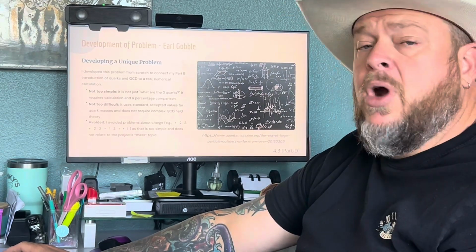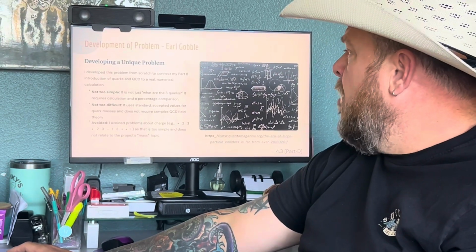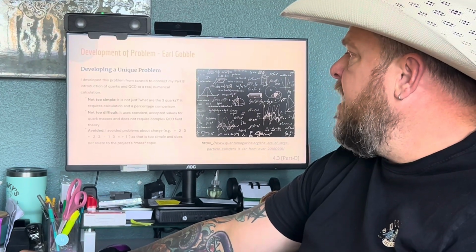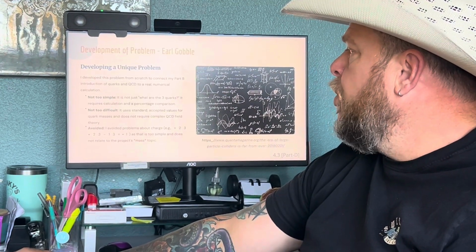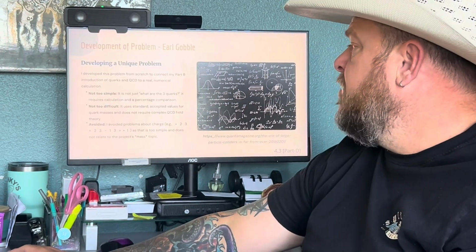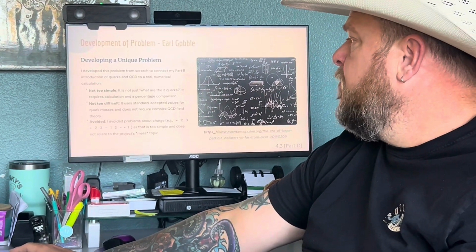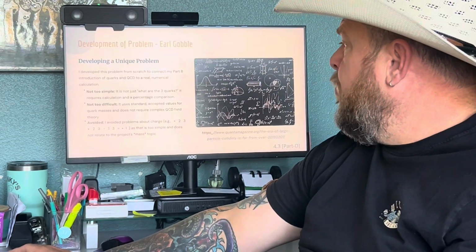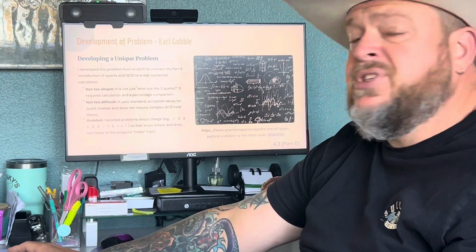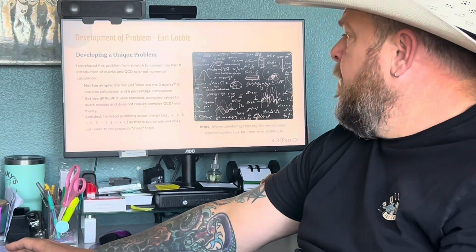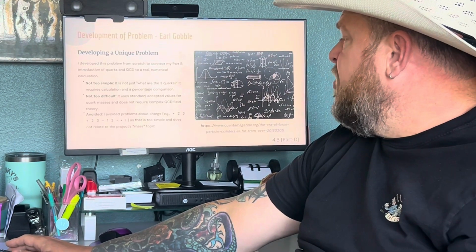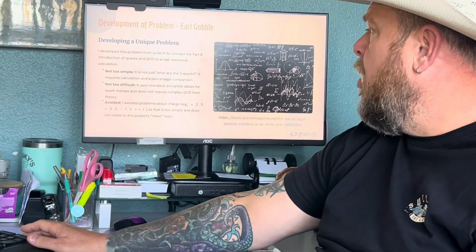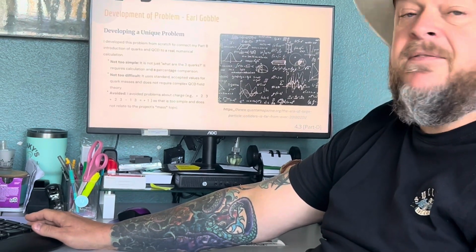Developing a unique problem. I developed this problem from scratch to connect my part B, introduction of quarks and QCD, to a real numerical calculation. Not too simple: it is not just asking what the 3 quarks are. It requires calculation and percentage comparisons. Not too difficult: it uses standard accepted values for quark masses and does not require complex QCD field theories.